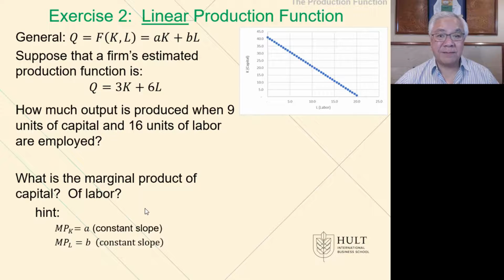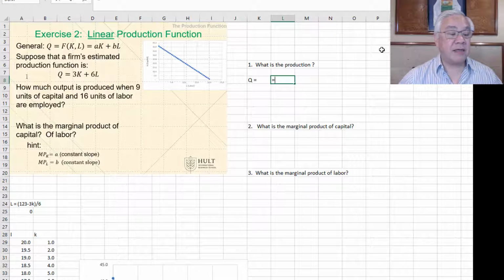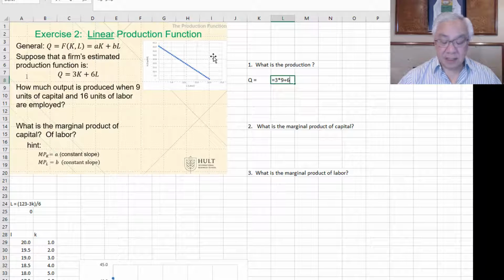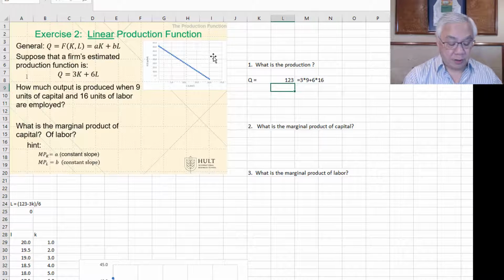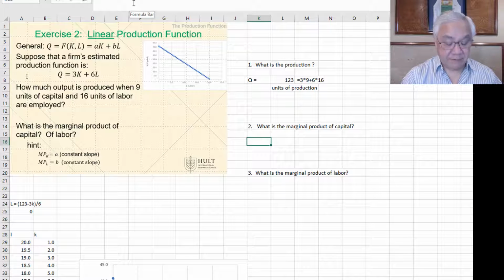So let's go back to Excel. First question, what is the total production? Well, Q equals, and what the expression tells us is right here, 3K plus 6L. Okay, 3 times the number of units of K, which is 9, plus 6 times the units of labor, which is 16. That's 123. And these are in units of production or output.